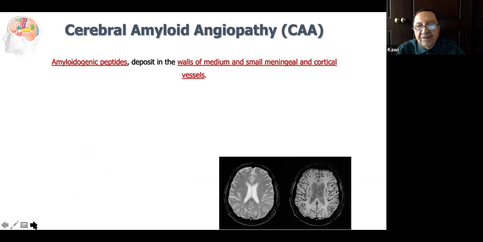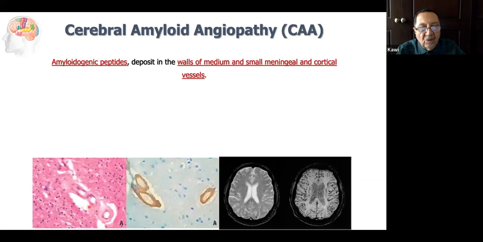Amyloid angiopathy, as we can see here, deposits in the walls and it can be detected by special stains. And on MRI, since it leads to leakage of blood and accumulation of hemosiderin inside, there is a special gradient echo sequence on MRI that will display that very well.